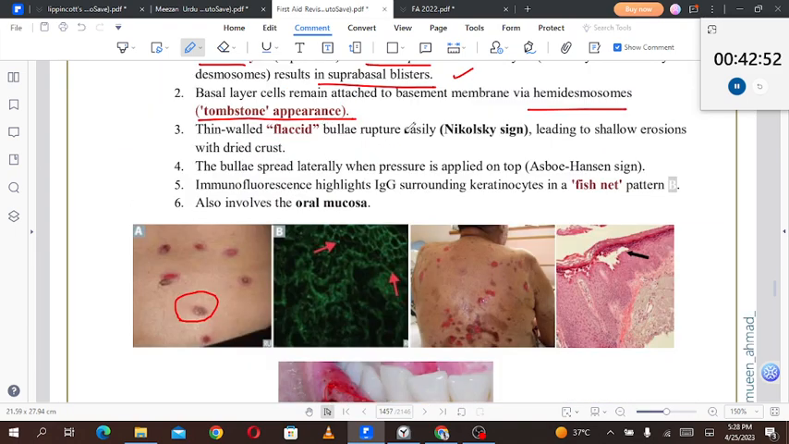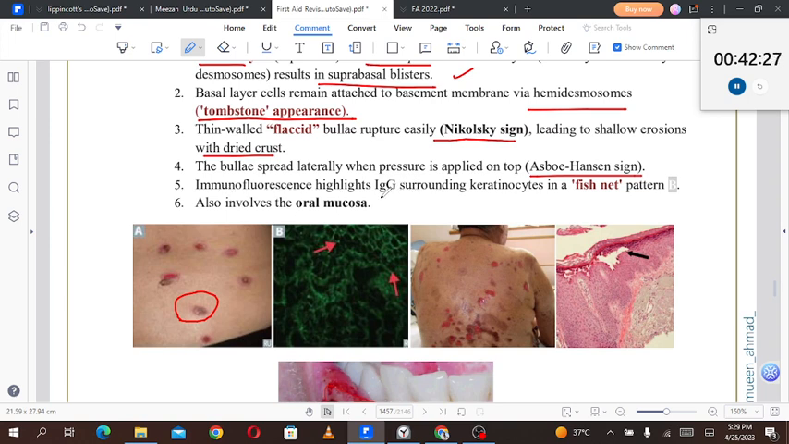Thin-walled flaccid bullae rupture easily, that is Nikolsky sign, that we also saw in the scalded skin syndrome caused by Staphylococcus aureus, leading to shallow erosions with dried crust. The bullae spread laterally when pressure is applied on top, that is called Asboe-Hansen sign. So Asboe-Hansen sign means that if you apply pressure on the bullae, they will start spreading laterally. That is called Asboe-Hansen sign.